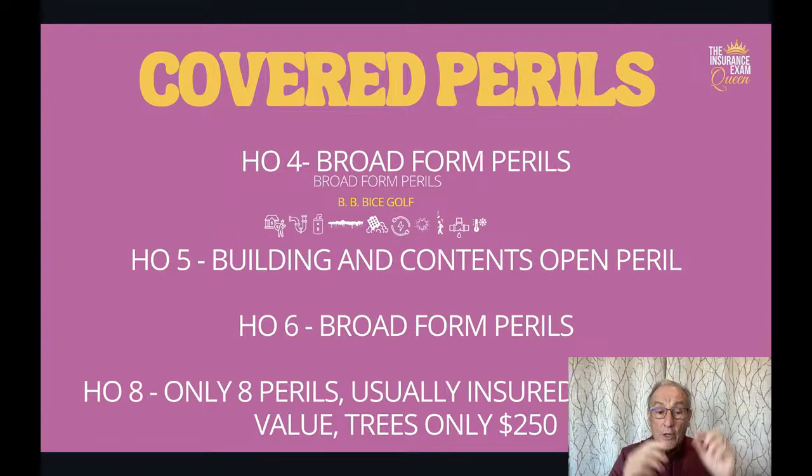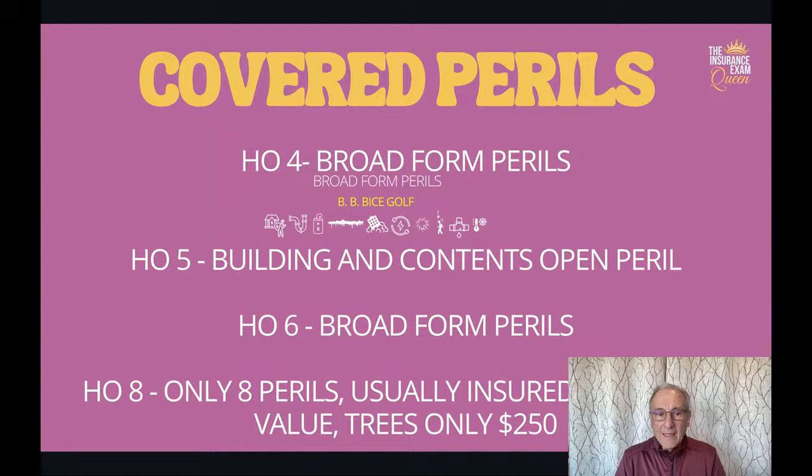Broad form perils are BB Bice Golf. Whatever those letters stand for, they are covered and that's it. Open peril is all perils are covered except exclusions like war, nuclear bombs, and things like that. Arson that you do for yourself, those aren't covered. But anything else is going to be covered. More coverage in open than in broad form. Okay? Hopefully that helps.